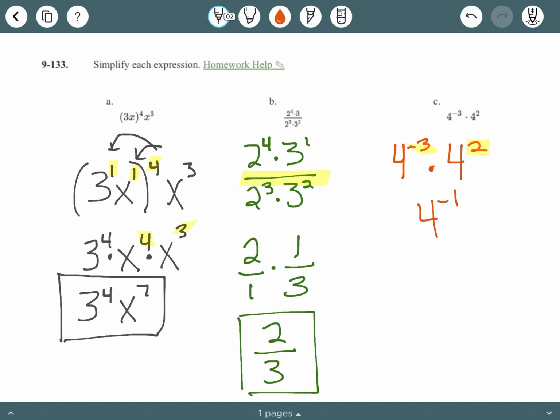That's not going to work. So remember, all we have to do is take the reciprocal of 4. So the reciprocal of 4 would be 1/4. That gets rid of the negative for us, and we have our answer. Okay, that's all for 9 133.